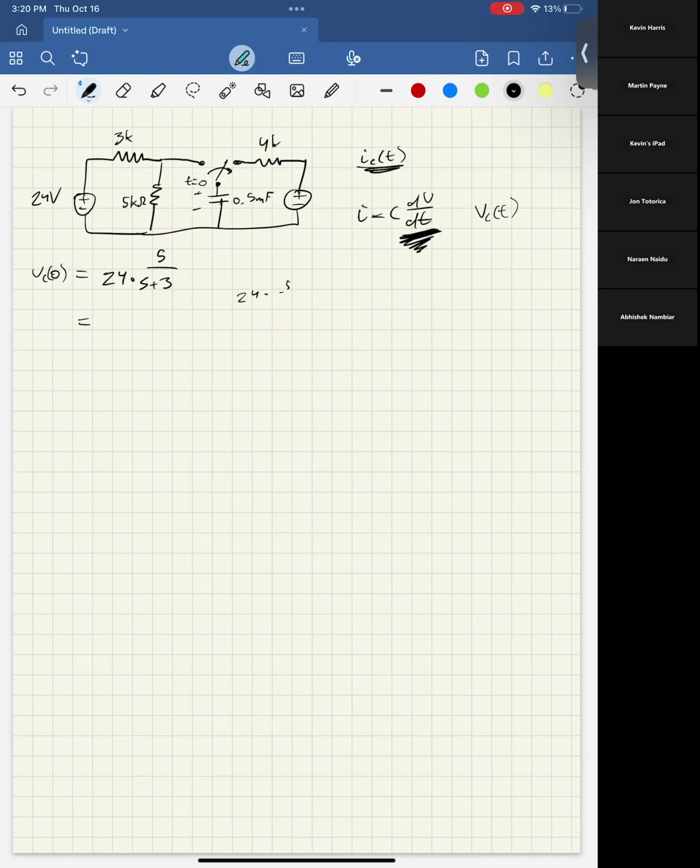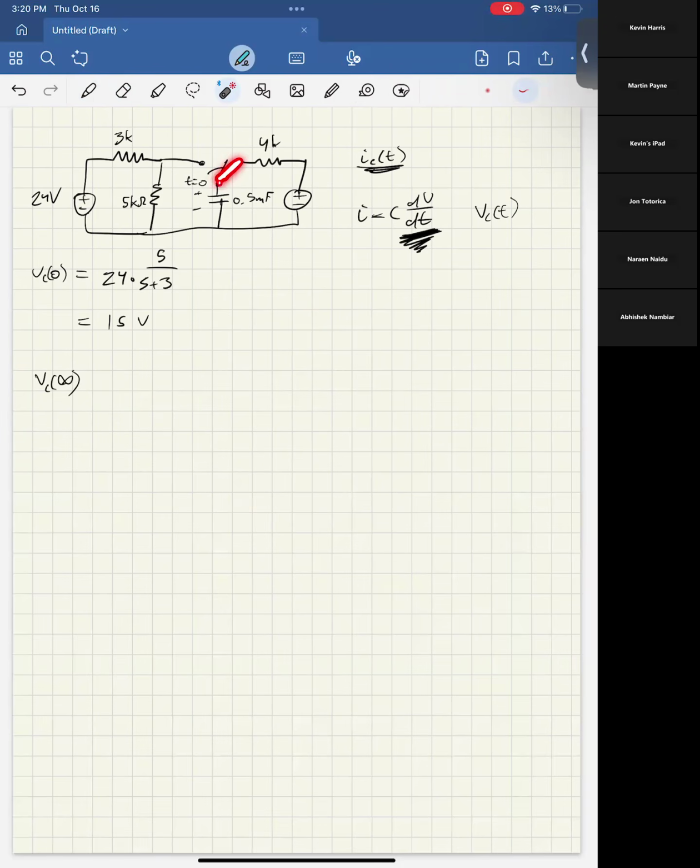24 times 5 over 8. This is 3, and this is 1, and then this is 15. That checks out for me. Okay, that makes sense. 15 volts. Then for VC of infinity, now it's connected this way.